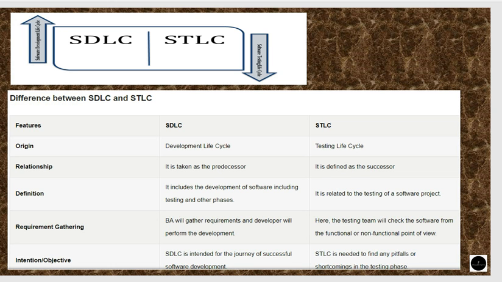Requirement gathering. In SDLC, the BA will gather the requirements and the developer will perform the development, whereas in STLC, the tester will check the software from the functional or non-functional point of view. Objective. SDLC is intended for the journey of successful software development, whereas STLC is needed to find any pitfalls or shortcomings in the testing phase.